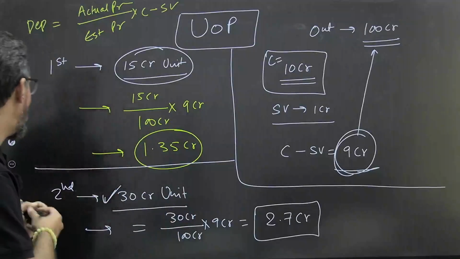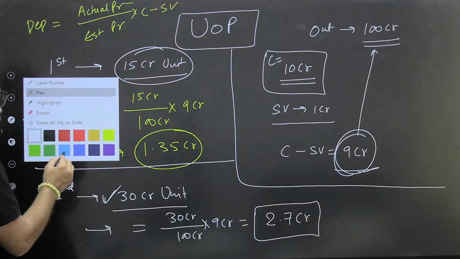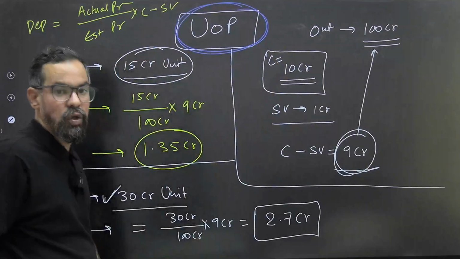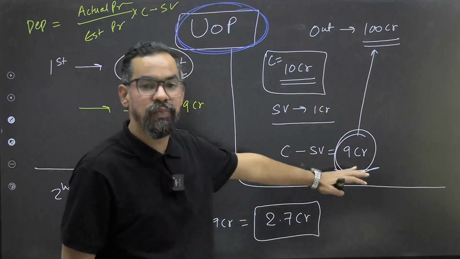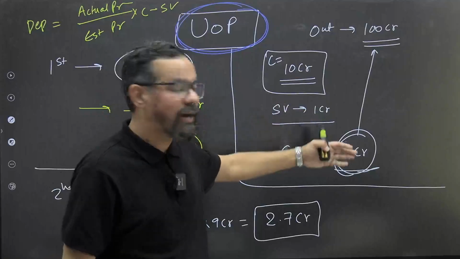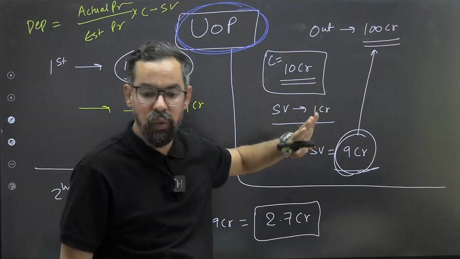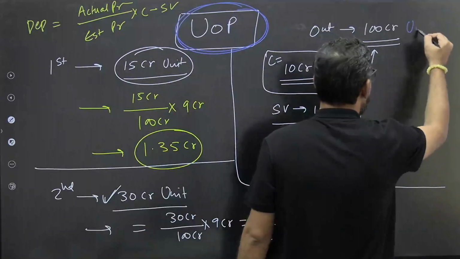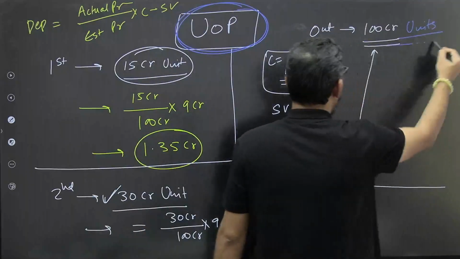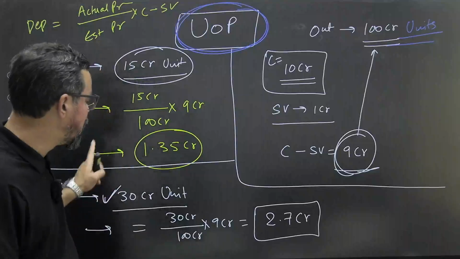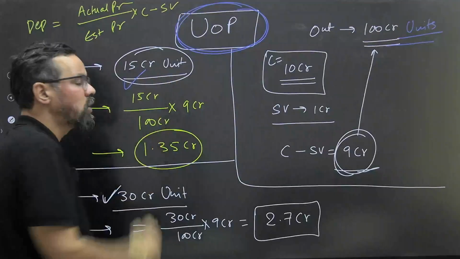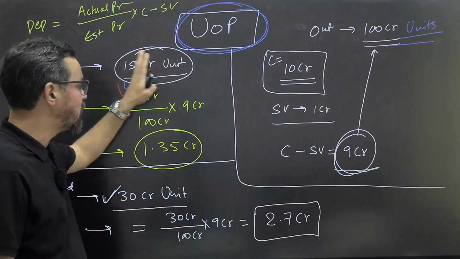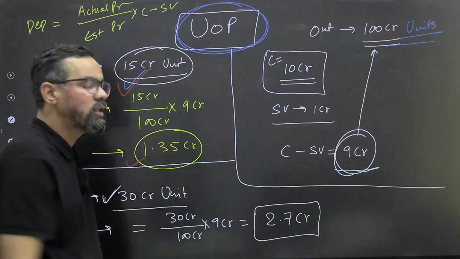So unit of production method generally accounts depreciation based on uses. You have spent 9 crore rupees on that particular asset, and with that you will get an estimated 100 crores units, right? So output is in units or hours, take 100 crore units. Now out of 100 crore units, first year you consume 15 crores. So for that, your depreciation will be charged accordingly, which is 1.35 crores.